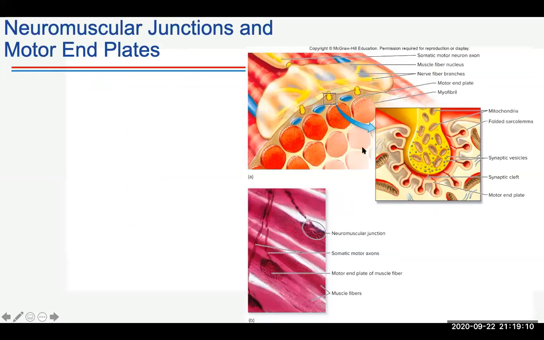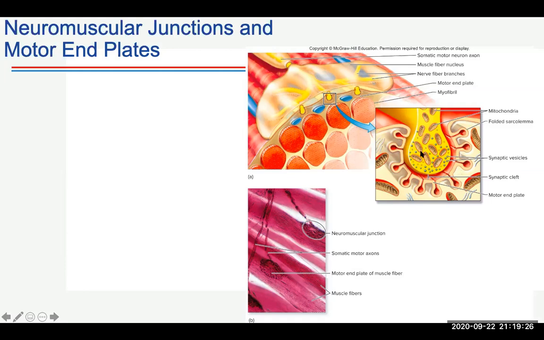So this is a look at the anatomy of a neuromuscular junction. The name literally means junction between the neuron and the muscle. And also the motor end plate. And the motor end plate is again on the muscle fiber that each motor neuron innervates.